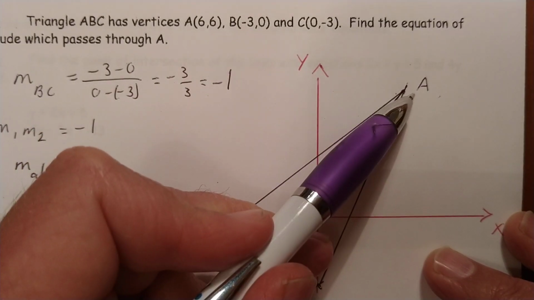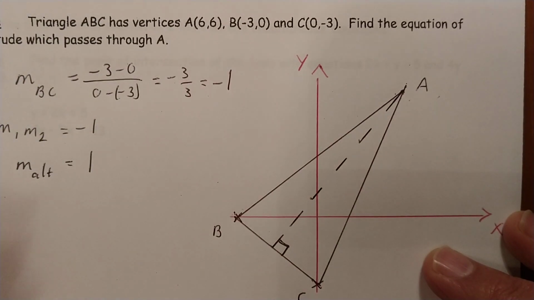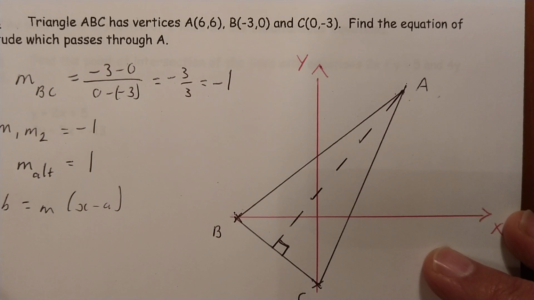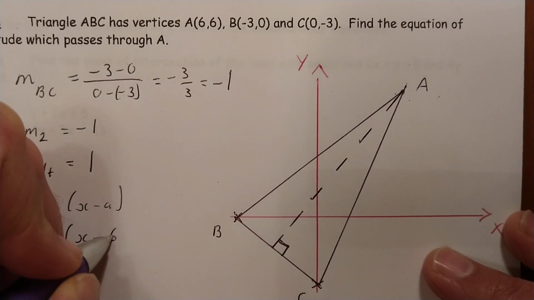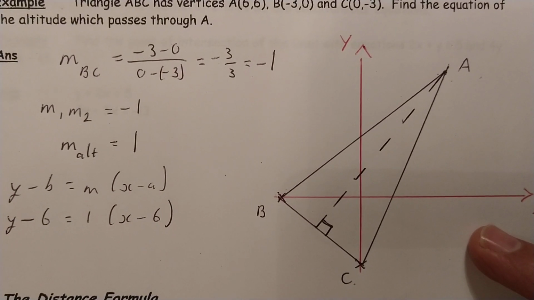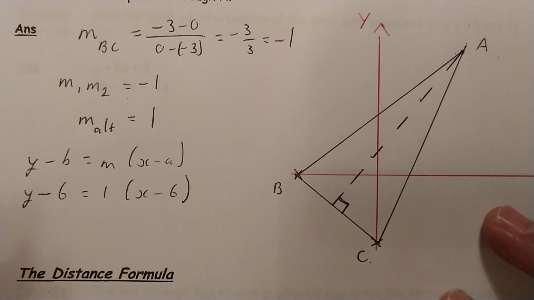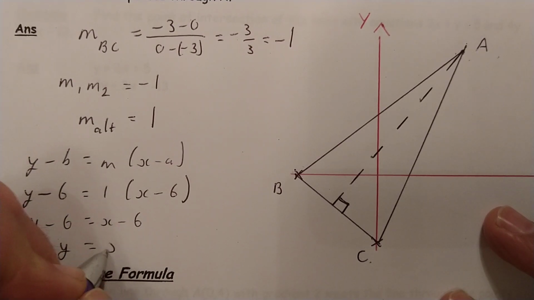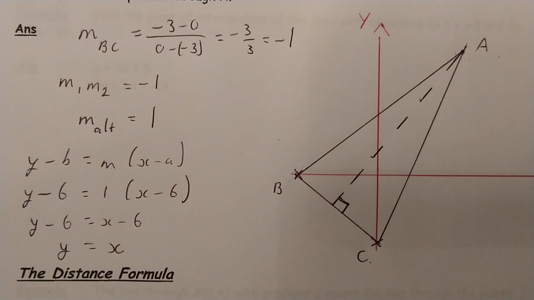Point on the line, I know that A is 6, 6 from the question. So y minus b equals m(x minus a). Y, take away the y coordinate 6, equals 1 times x, take away the x coordinate 6. Y minus 6 equals x minus 6. Add 6 to both sides. Y equals x. That is of the form y equals mx plus c. It's just that m equals 1 and c is 0. So that's an acceptable form of the answer.